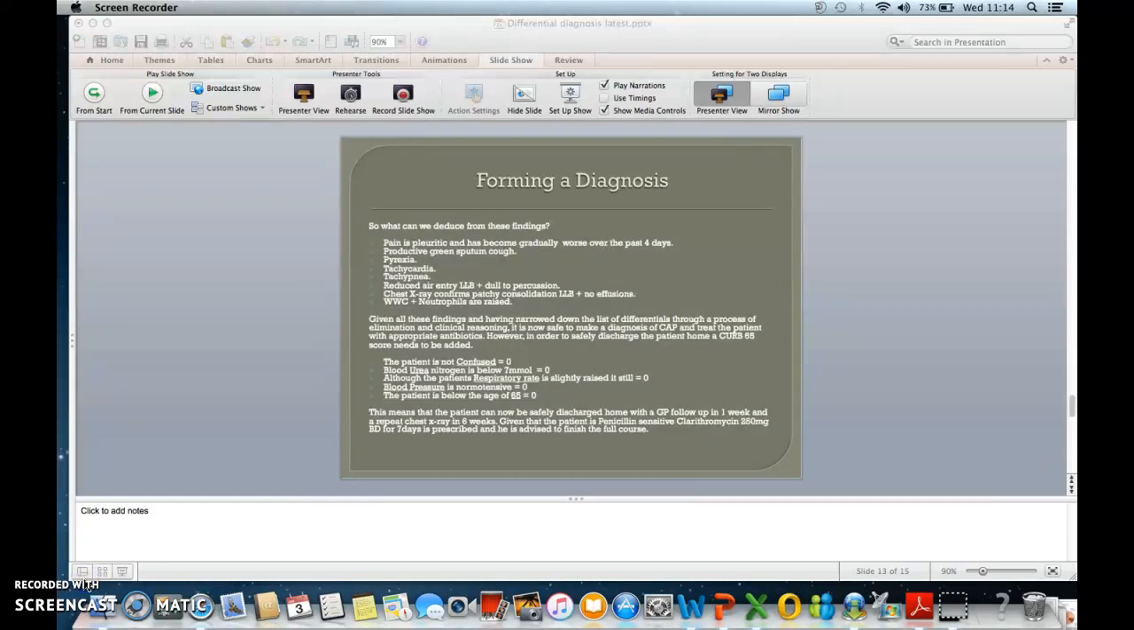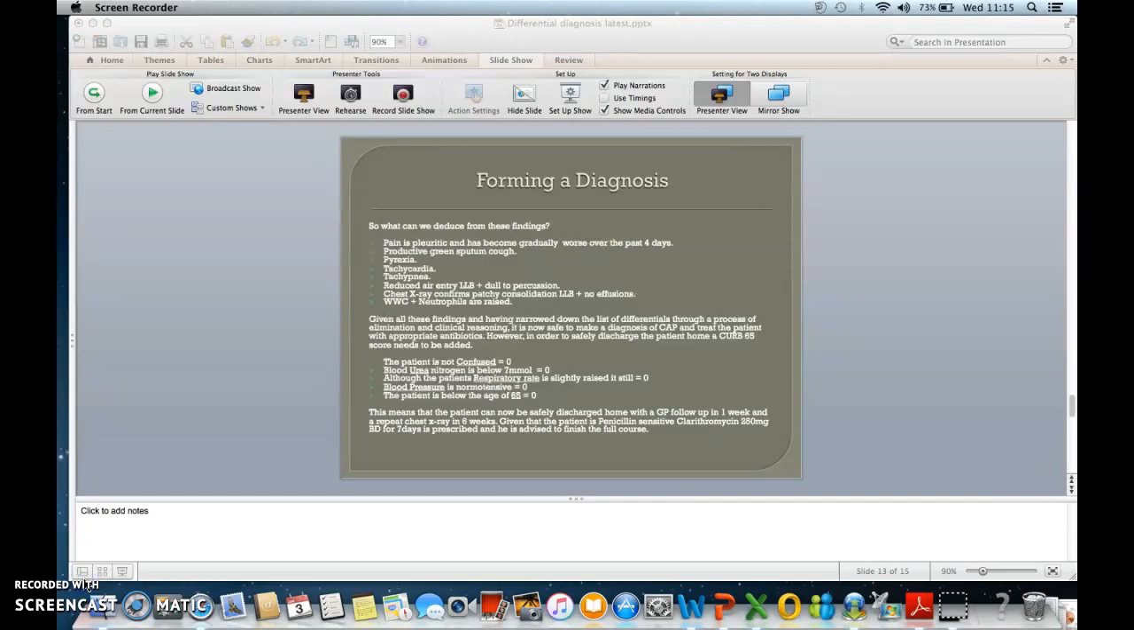What can we deduce from these findings? Well, we know the pain is pleuritic and has become gradually worse over the last 4 days. He's got a productive green sputum cough, which is indicative of a pneumonia. He's pyrexial, he's been tachycardic, and he's tachypneic. He's got reduced air entry to his left lower lobe, which is dull to percussion, and the chest X-ray confirms patchy consolidation in the left lower base with no effusions. White cell count and neutrophils are raised.